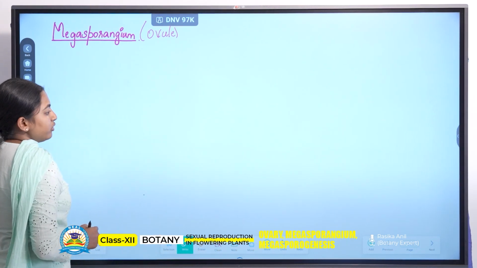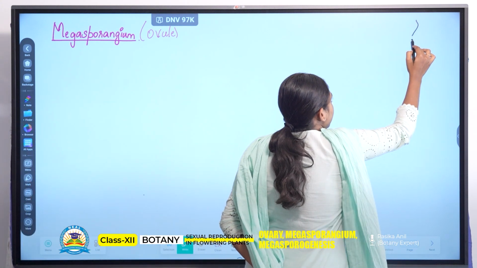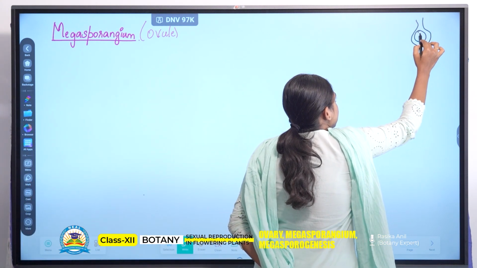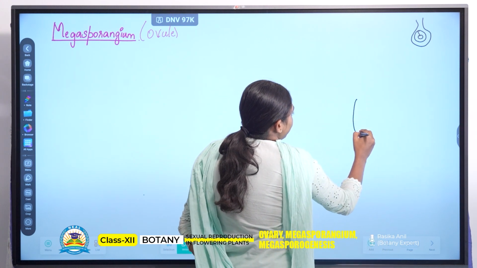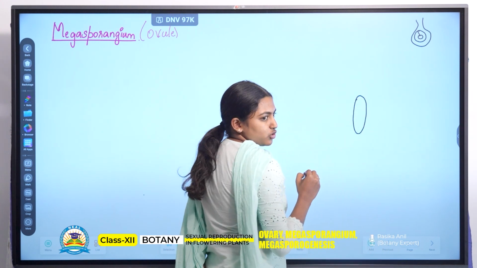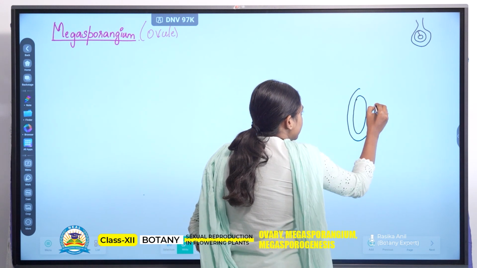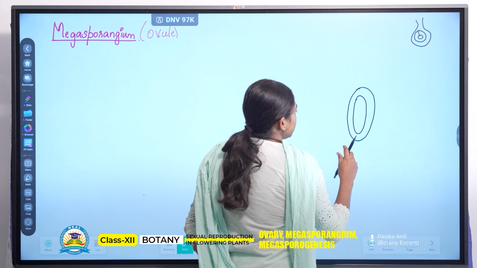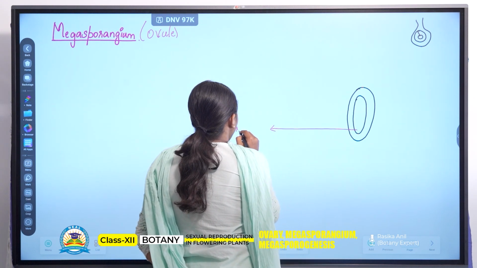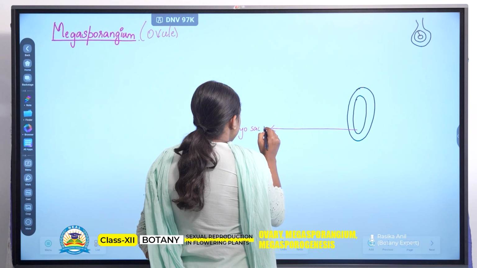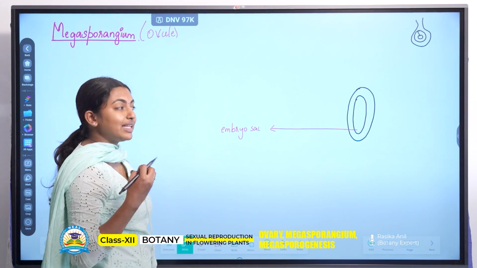Now, see, we had ovary, right? Inside that placenta, inside that ovule, right? Now, I am going to come from inside. Inside you have a structure like this, right? Around that you have one more structure like this. So this is actually your embryo sac. What is this? This is your embryo sac. This is the one which is actually going to contain the gametes.